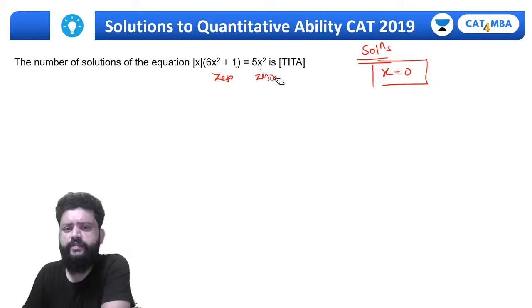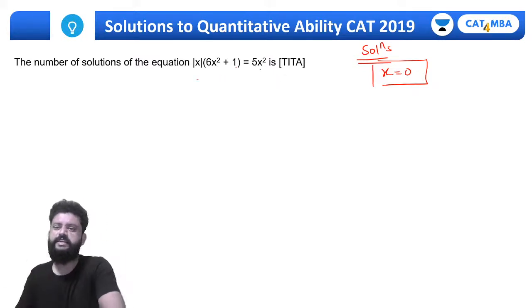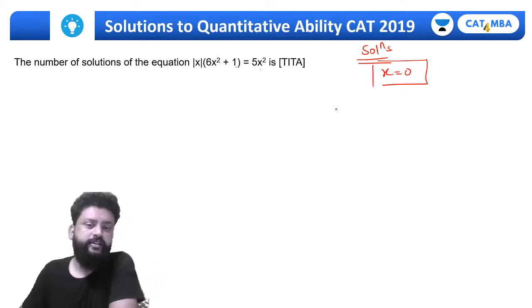So that satisfies the equation. So one value that satisfies this equation is 0, right?